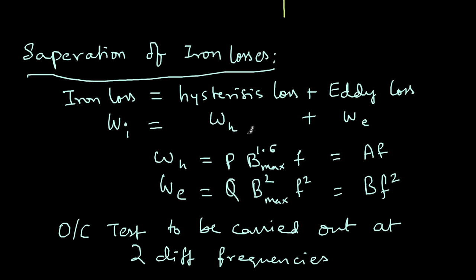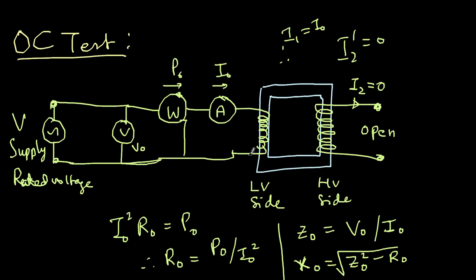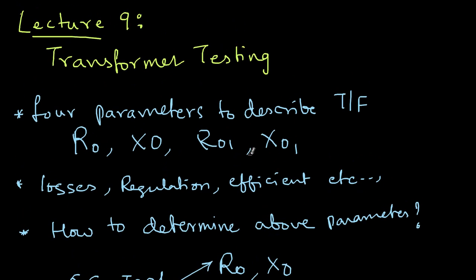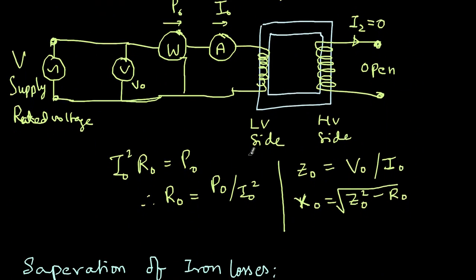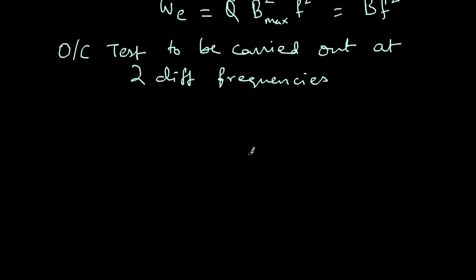For doing separation of losses, we have to do two different tests here, that means at two different frequencies. We'll solve an example problem on this so that you will be clear about that concept also. So that is about the open circuit test. Let's go to the next test, that is the short circuit test.